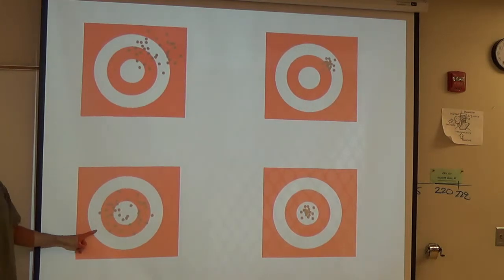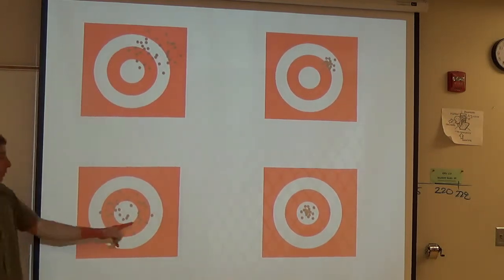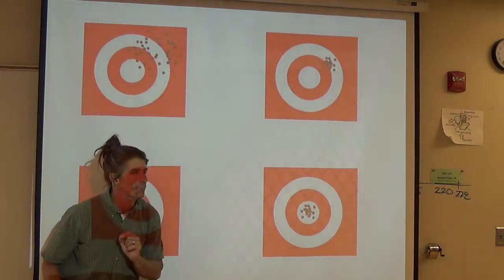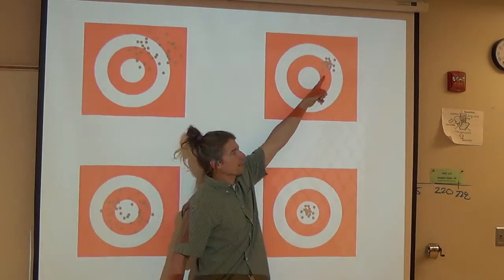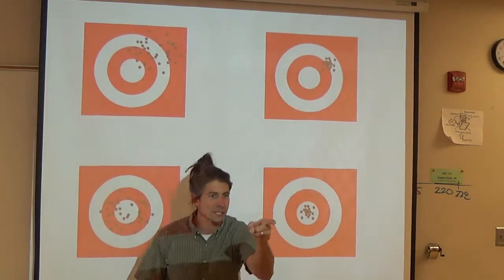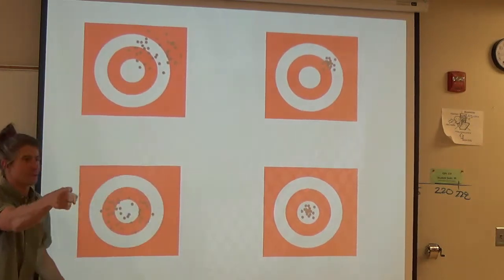How about another one that shows me accuracy? JT? I was saying the two on the right. The two on the right. But you're shooting for the bullseye in the middle. Is that accurate? Well, they're all clumped together. That's precision. Good, love this distinction.